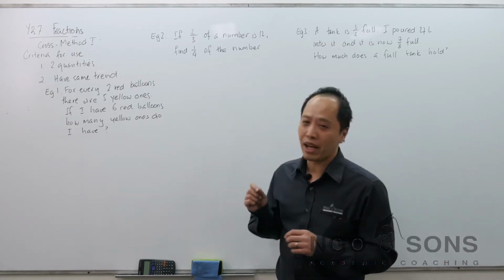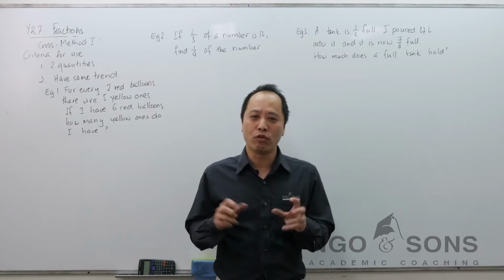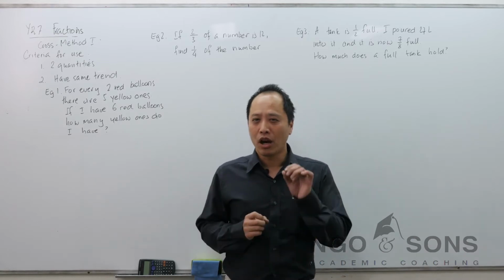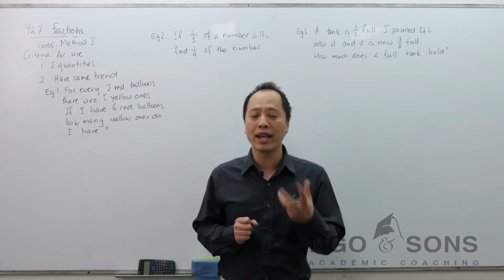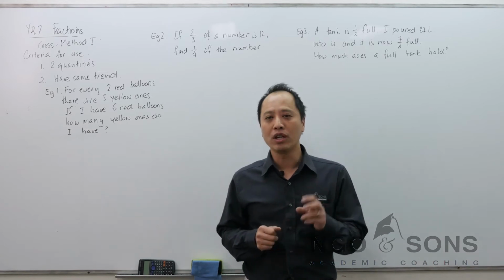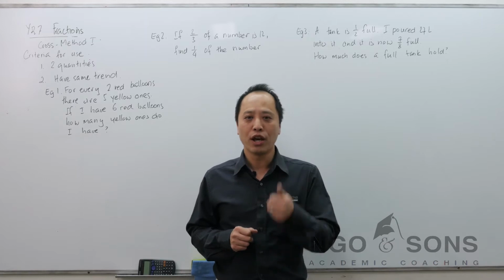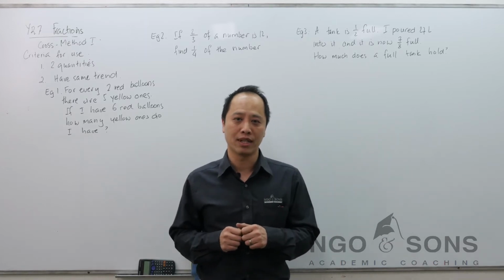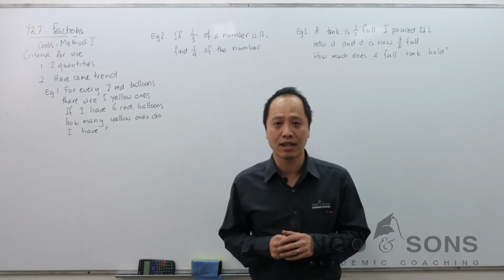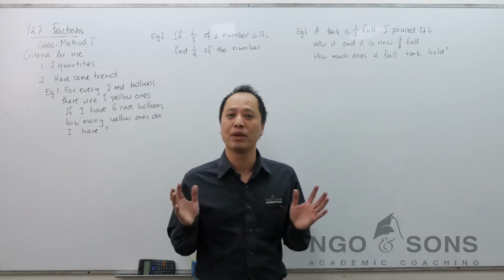Before I show you what the cross method is, I need you to be able to identify when you can use the cross method. You can use the cross method as long as it satisfies 2 criteria. The first one is there must be 2 quantities. And the second criteria is that the 2 quantities have to be on the same trend.